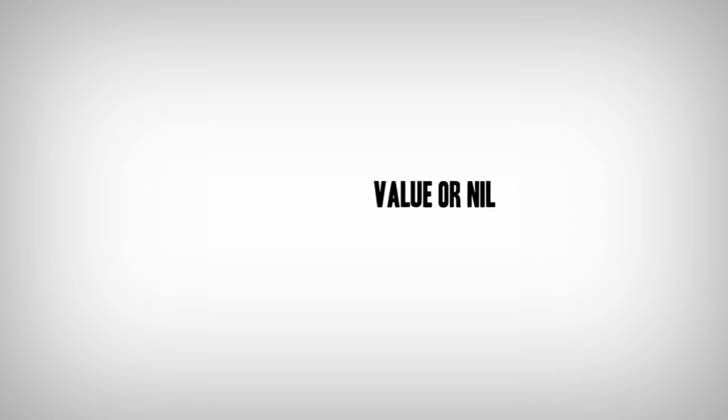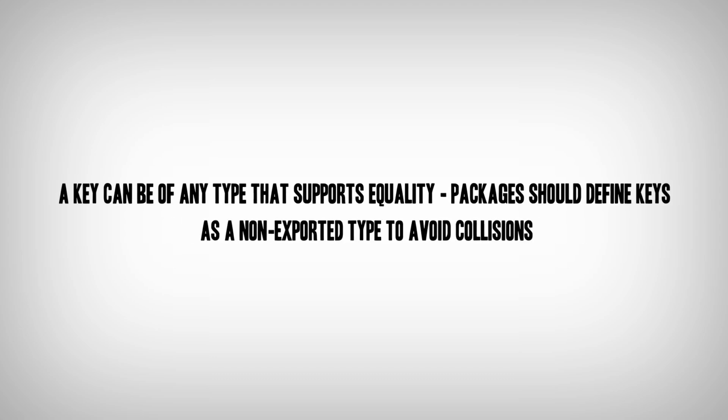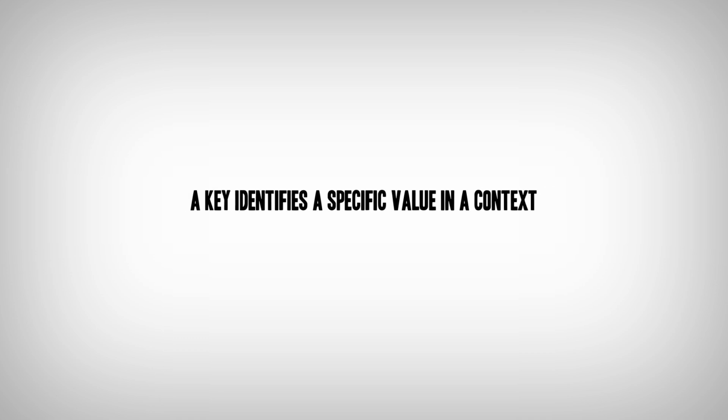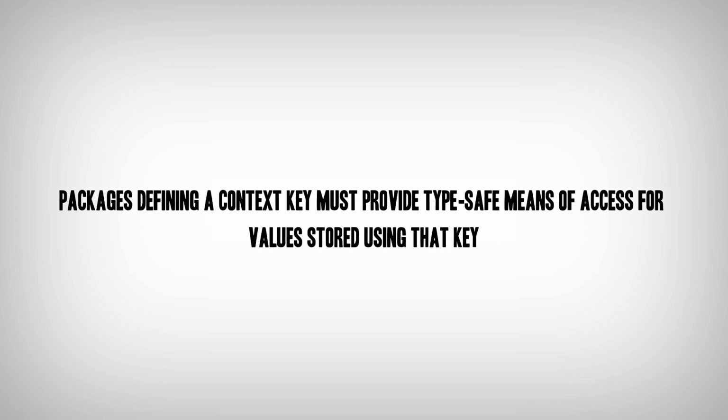Now the Value method, which is a bit more interesting. It returns the value associated with this context for key, or nil if no value is associated with key. Successive calls to Value using the same key return the same result. A key can be of any type that supports equality. Packages should define keys as a non-exported type to avoid collisions. A key identifies a specific value in a context. Packages defining a context key must provide type-safe means of access for values stored using that key.